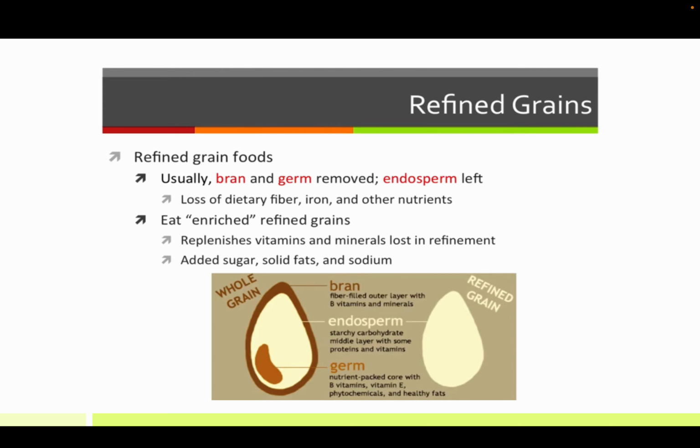Even though enrichment does increase the nutritional value of many foods, often the main source of refined enriched carbohydrates are white flour, white bread, white rice, pasta, and breakfast cereals with lots of added sugars, fats, and sodium.